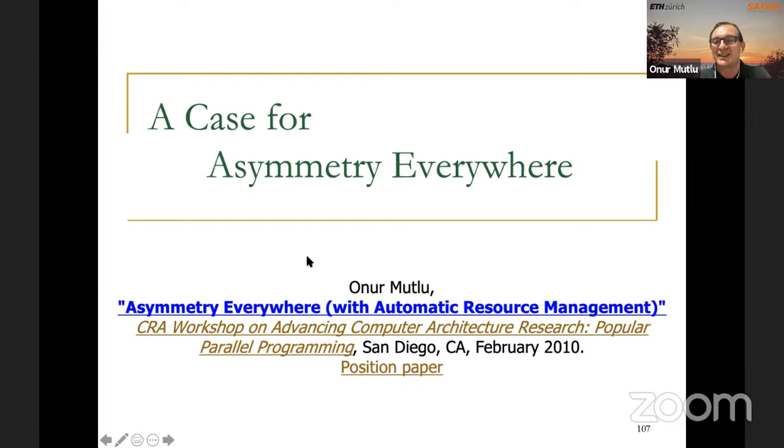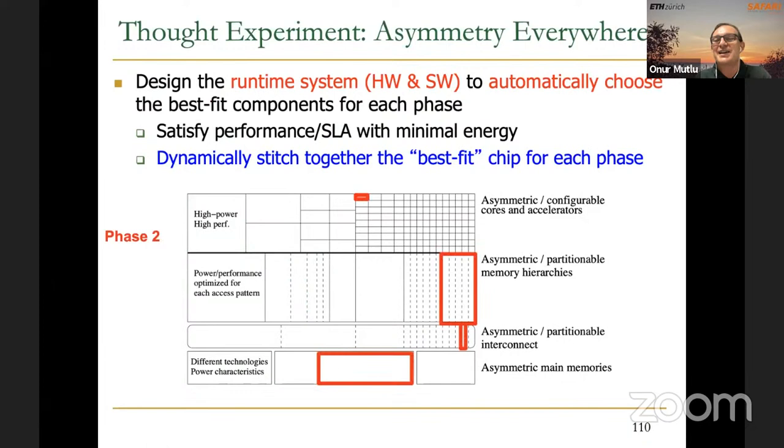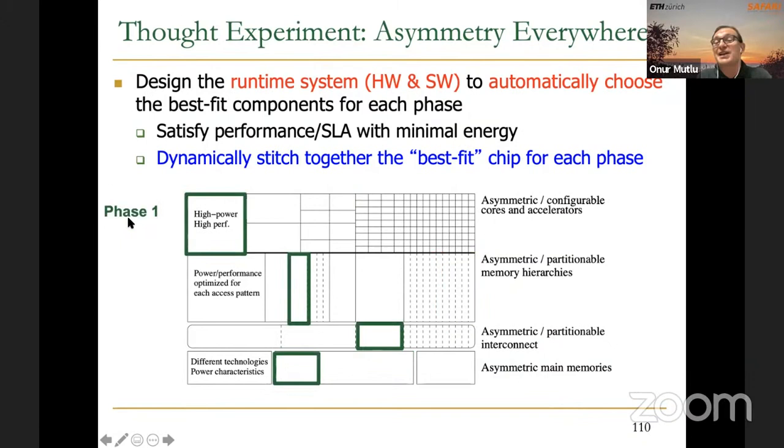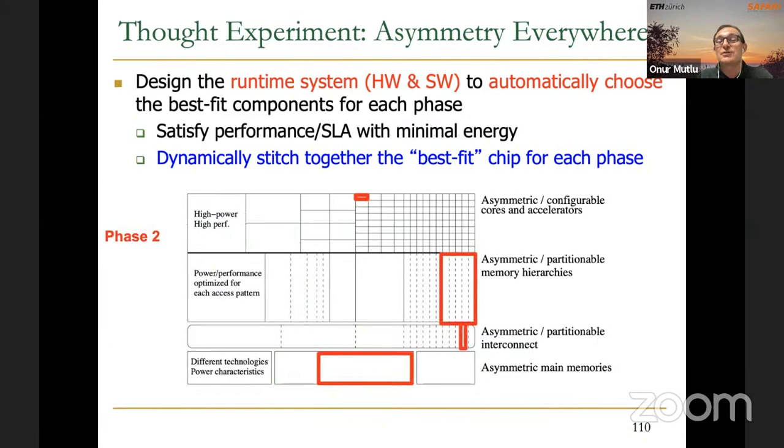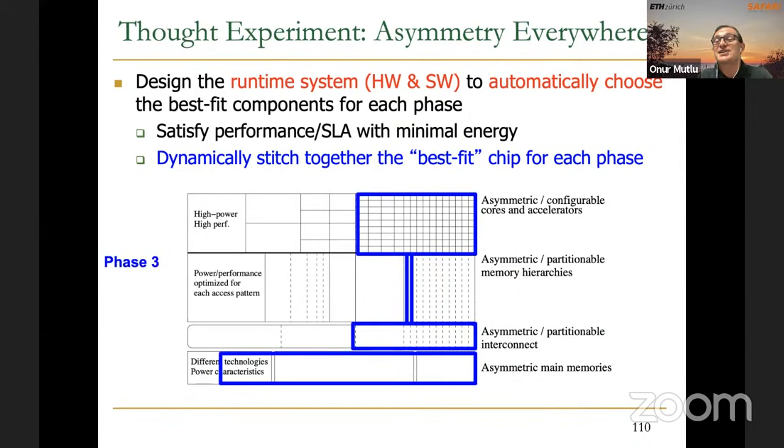Some of them are familiar, but some of them are interesting, like constructing the best fit chip for a given phase. I like this idea that whenever you're executing dynamically, you have these reconfigurable resources out there, and you basically construct a chip that's best fit for a given phase at any given point in time. For example, in phase one, your chip may look like this, the green resources allocated to that particular program. In phase two, the chip may look like this, the red resources. In phase three, the chip may look like this for that particular program. It depends on the characteristics of the program and the characteristics of the different components that are depicted conceptually over here. And I like this way of thinking conceptually about asymmetry in general.